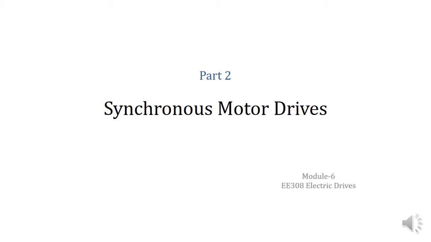This is the second lecture of Module 6. In this lecture, we will discuss the basic performance characteristics of salient pole and non-salient pole type synchronous motors. First of all, we will discuss the case of a cylindrical rotor wound field motor. This is nothing but a non-salient pole type synchronous motor.